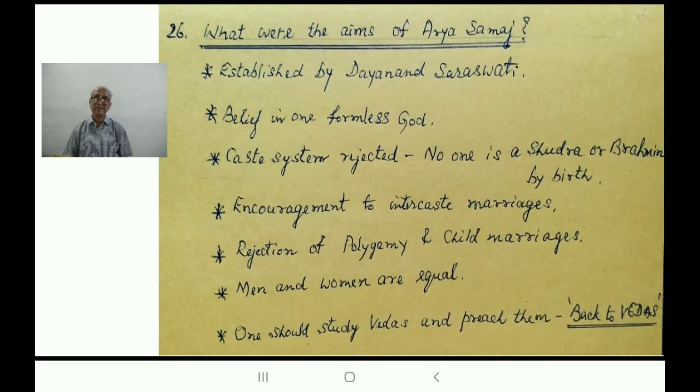Encouragement to intercaste marriages. In case they don't find a place in their society, they can take shelter in the Arya Samaj itself. Lots of people in Maharashtra started getting intercaste marriages accepted and they took shelter under Arya Samaj. Then rejection of polygamy. You can't marry more than one girl. You can't have 3 or 4 wives. That's called polygamy. That was in practice in those times.